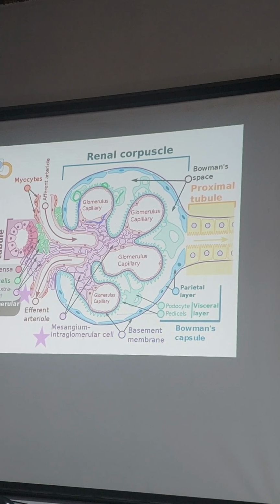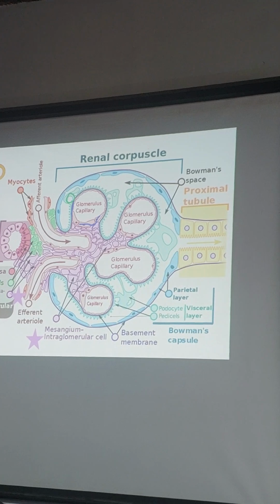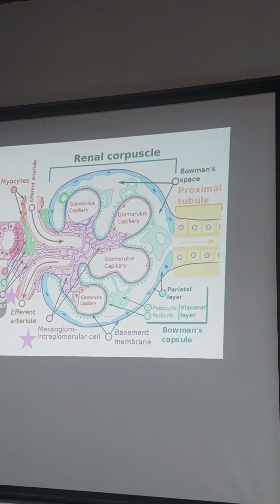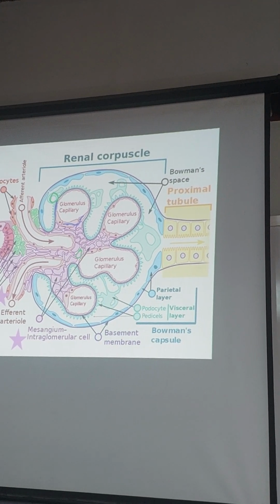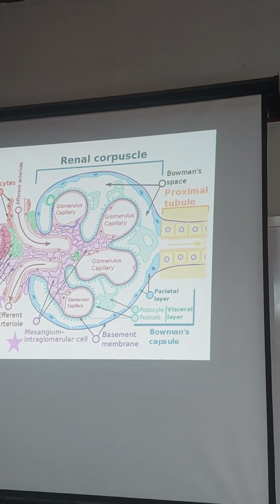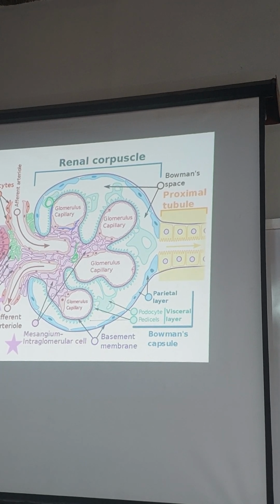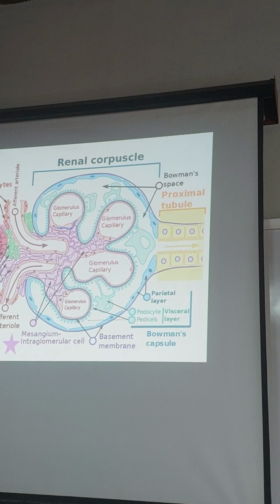But there's another cell in the glom. We have these violet or pink, these little light purple cells. These light purple cells here. These light purple cells are called mesangial cells.